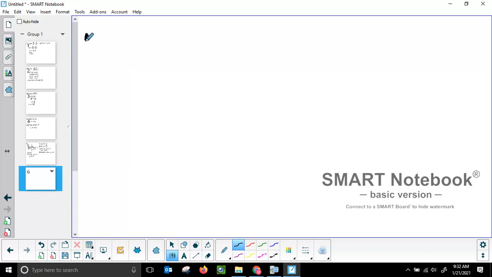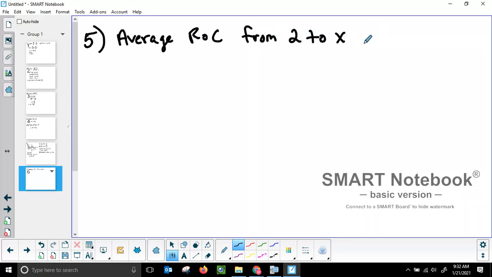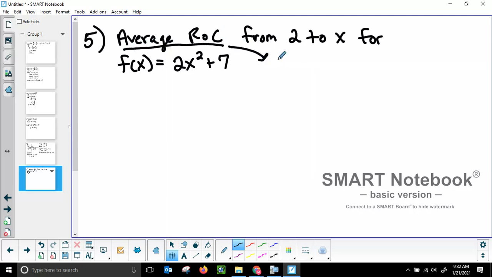Number 5. Find the average rate of change from 2 to x for f of x equal to 2x squared plus 7. Now, average rate of change, all that means is slope.